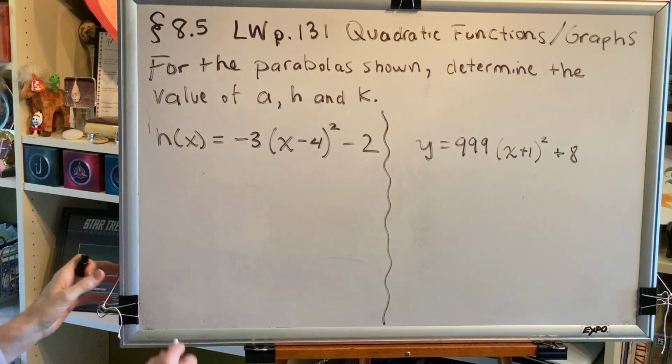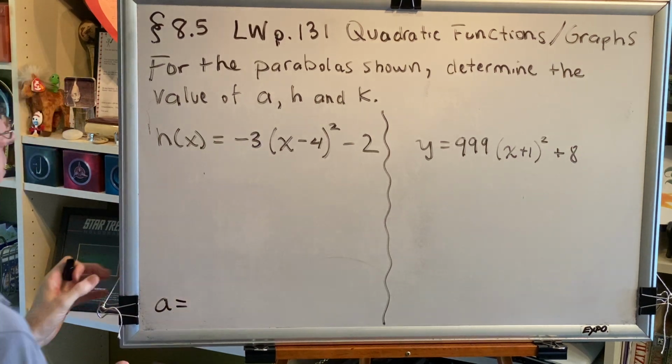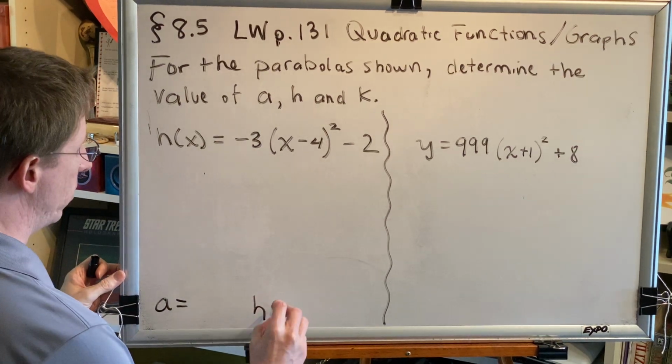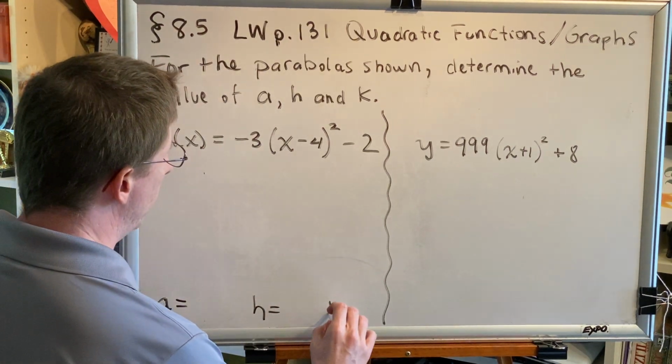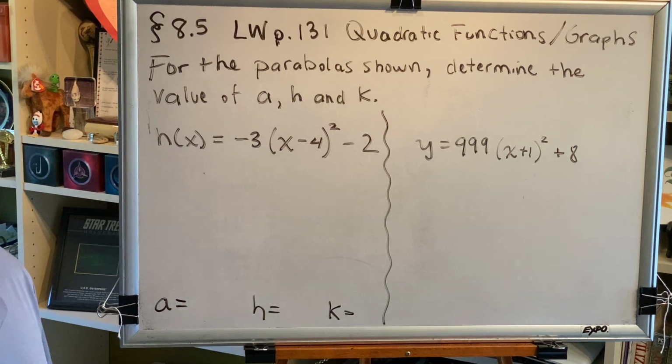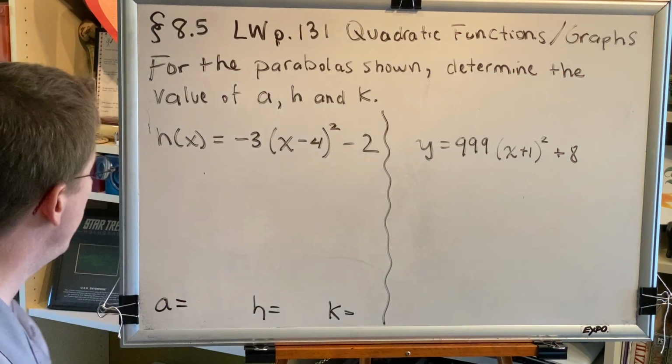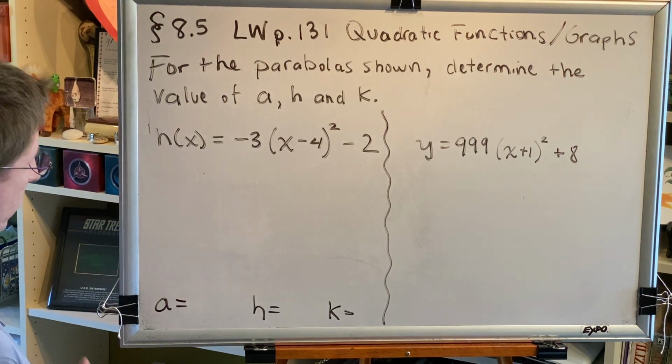All right, so here's what we need to remember about this. a is the number multiplying by the squared part. h is the number inside the parentheses being subtracted. k is the number being added or subtracted outside. So, with that in mind, we should be able to answer this question fairly easily.